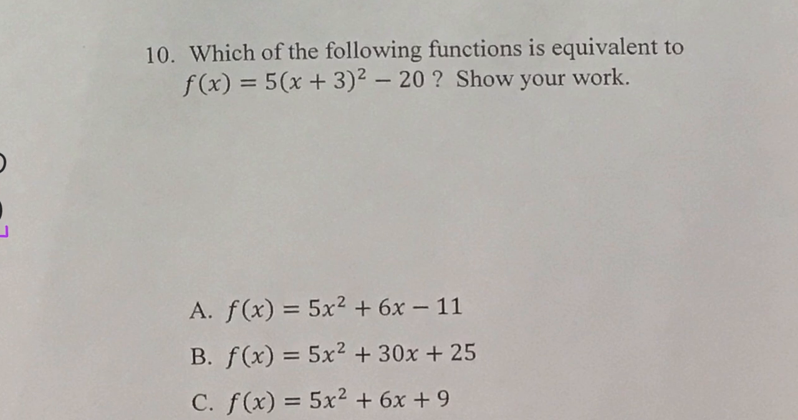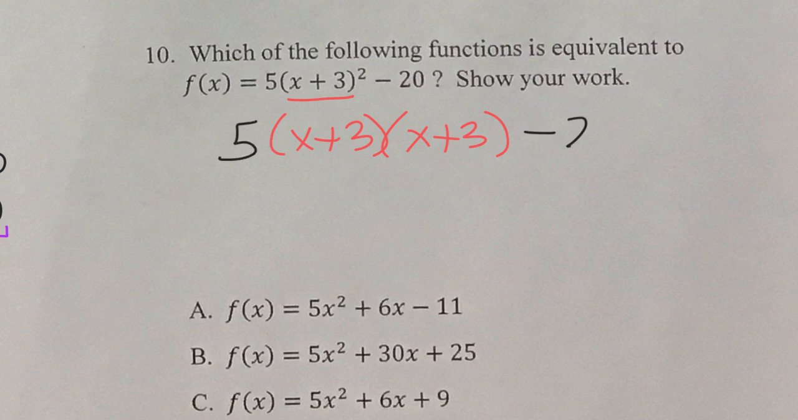Okay, which one of the following is equivalent? Well, same question means which ones are the same. So let's start once again by rewriting x plus 3 squared as x plus 3 times x plus 3, right? That's what it means to square something. We're going to multiply all of that by 5 and then eventually subtract 20 from it.